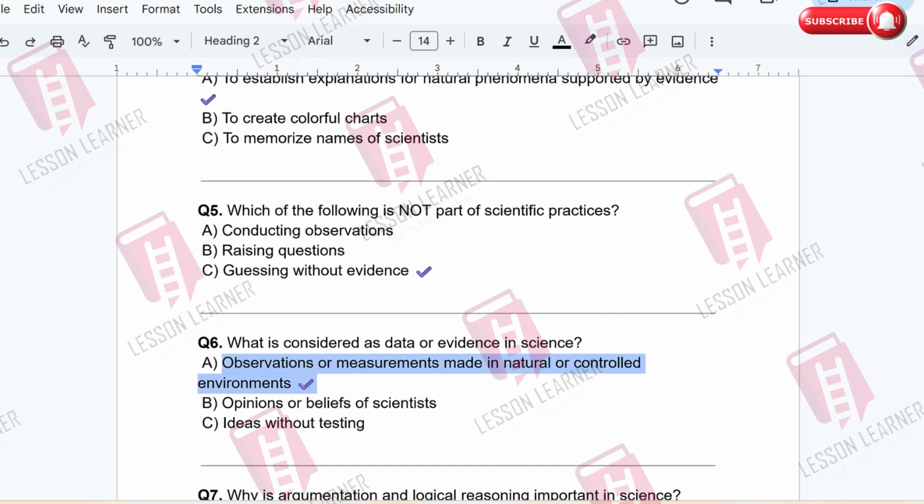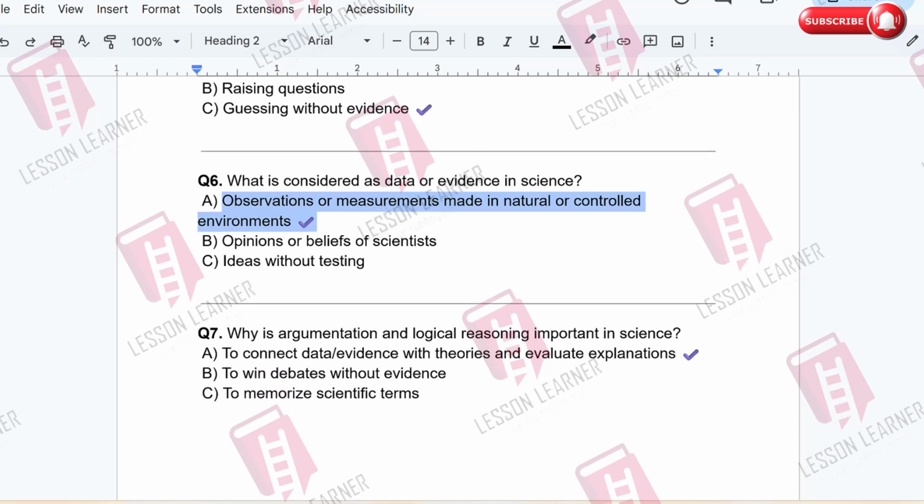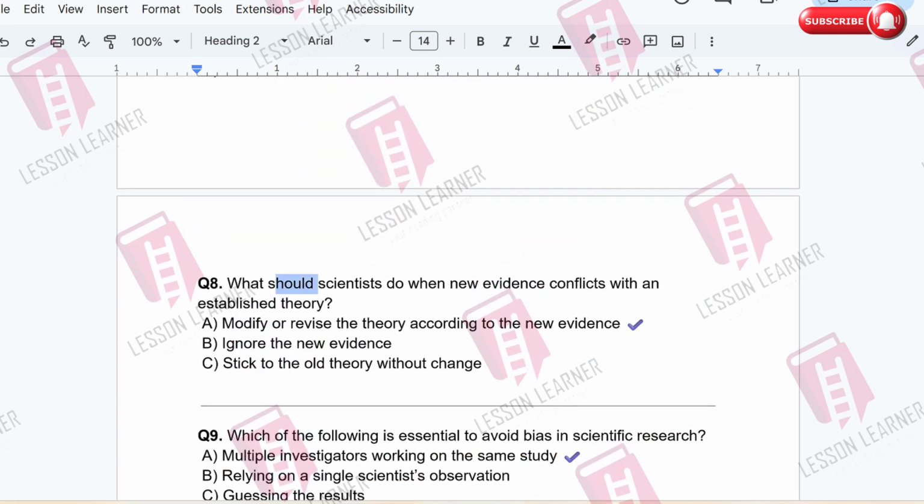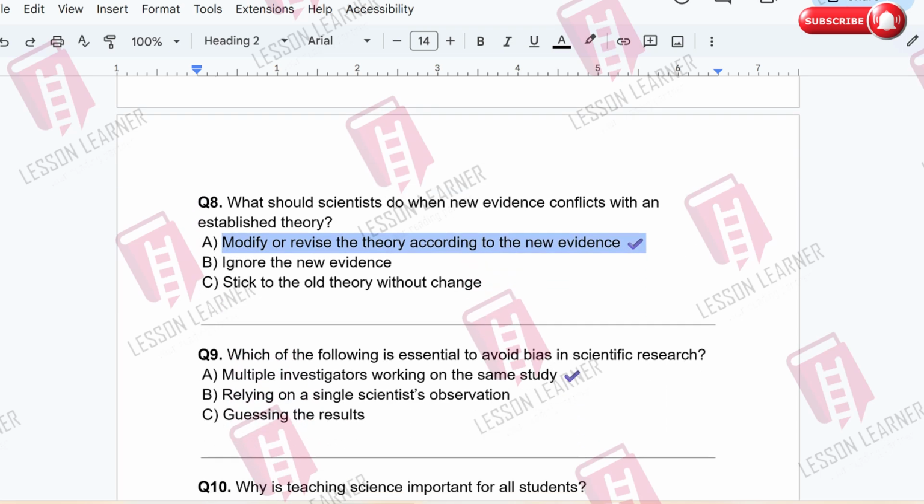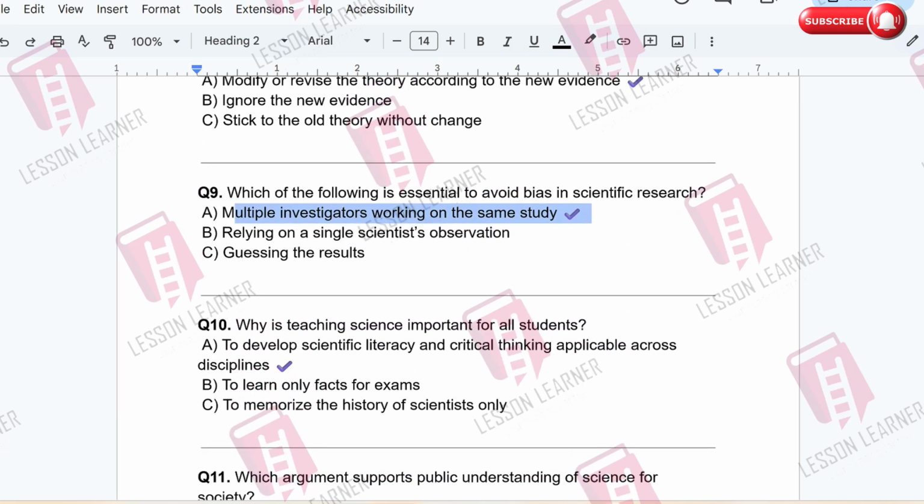What is considered as data or evidence in science? Observations or measurements made in natural or controlled environments. Why is argumentation and logical reasoning important in science? To connect data or evidence with theories and evaluate explanations. What should scientists do when new evidence conflicts with an established theory? They modify or revise the theory according to the new evidence. Which of the following is essential to avoid bias in scientific research? Multiple investigators working on the same study.